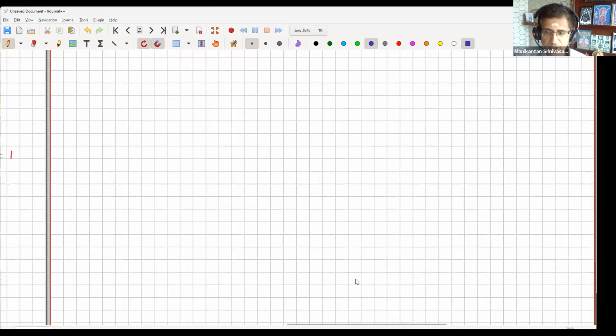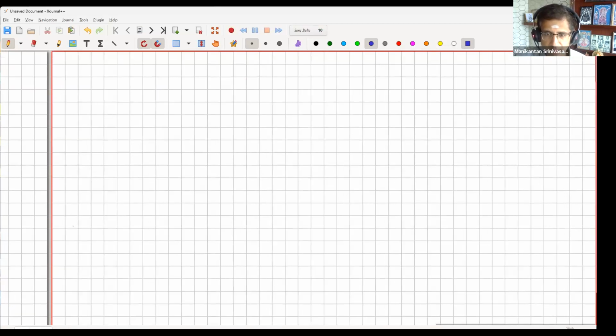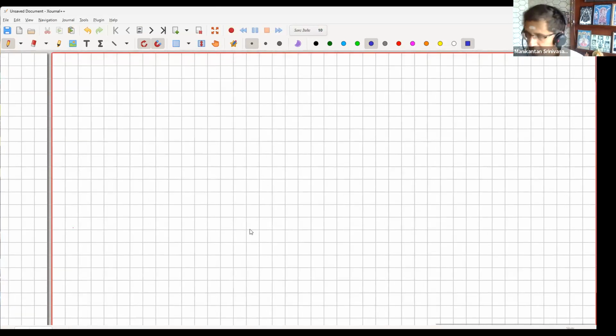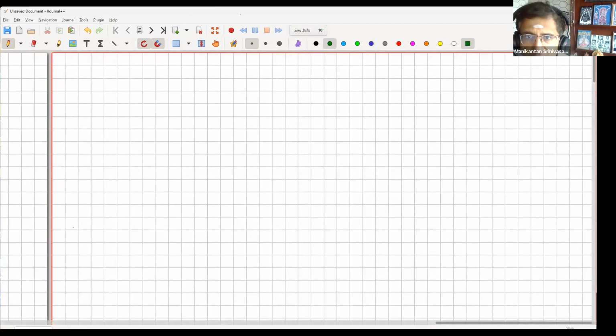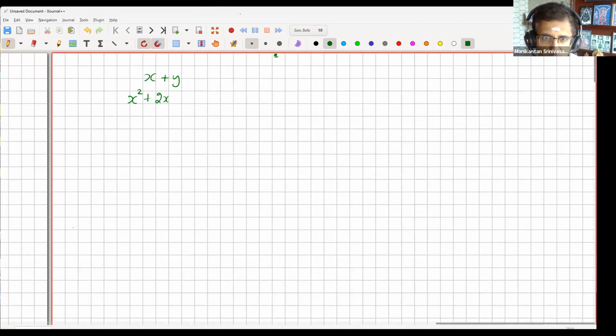Okay, let's switch gears to the next topic, which is binomial. So I wanted to introduce binomial. We know that x plus y is just x plus y, nothing there. x plus y whole square is x square plus 2xy plus y square. So if I write the coefficients for this, it's 1 and 1. Here it's 1, 2, 1, right? And if I have x plus y whole cubed, it's x cubed plus 3x square y.